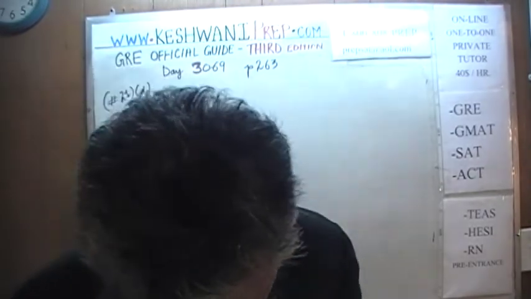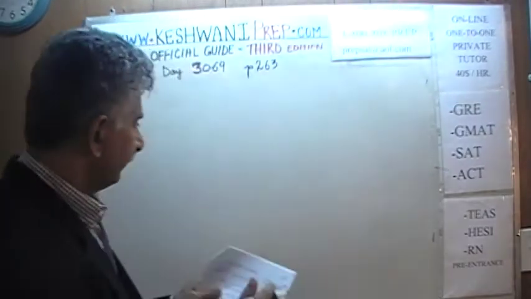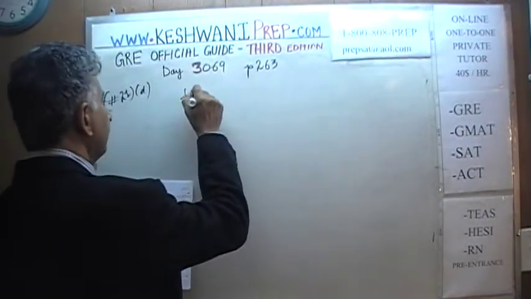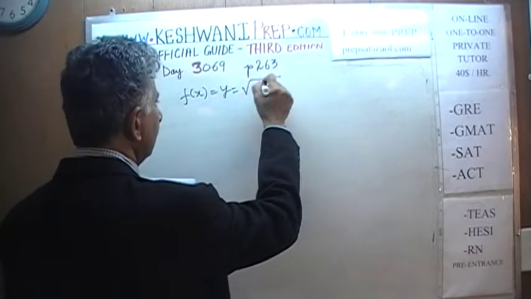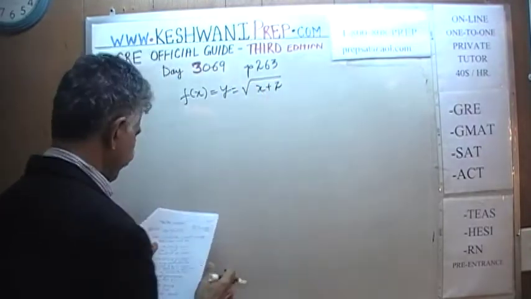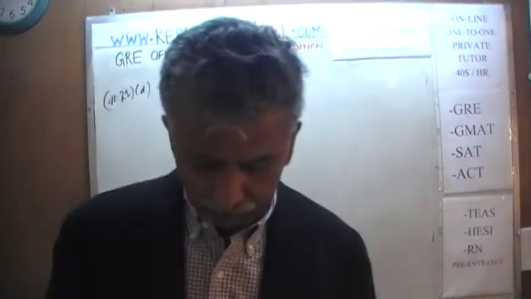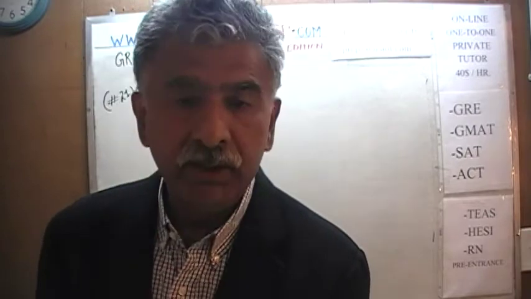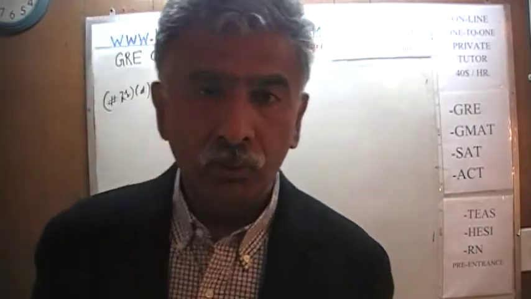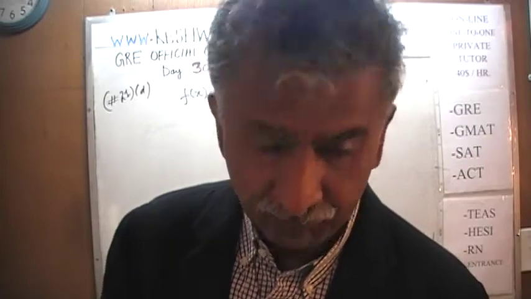We are given a function which looks something like this. F of x, which is equal to y, is equal to the square root of x plus 2. And our job is to provide all the information that they're looking for, which is the shape of this function, provide the domain, provide the range. Even though they don't ask for the range, we're going to give the range, and we're going to talk about the x-intercept and the y-intercept. Essentially, describe this function as much as you can.